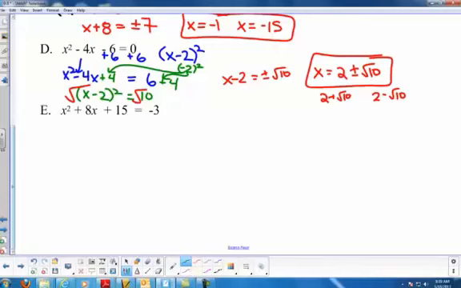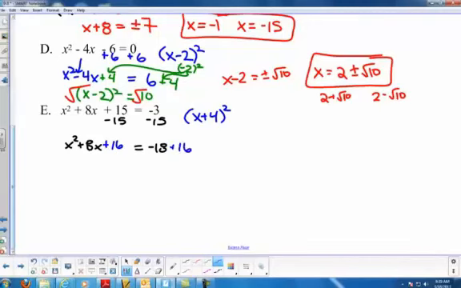And the last one, we have x squared plus 8x equaling negative 18. And we want to complete the square. Half of 8 is 4. So we know that it's going to be x plus 4 squared. And that means we need to add a 16 to both sides. So we have x plus 4 squared equaling negative 2.